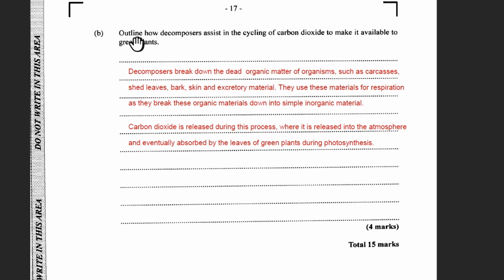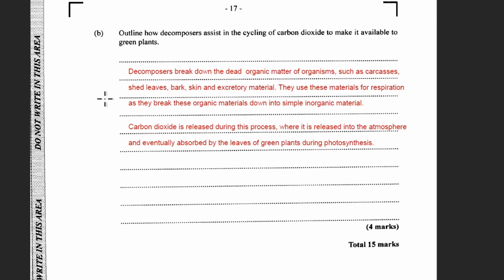And let's look at B. Outline how decomposers assist in the cycling of carbon dioxide to make it available for green plants. So decomposers break down dead organic matter of organisms. These dead tissues contain carbon, and they use those tissues as a substrate and they digest them. And this wouldn't just be dead carcasses or dead bodies, it would also be like shed material, like leaves, bark, skin, excretory material, digested material like feces.